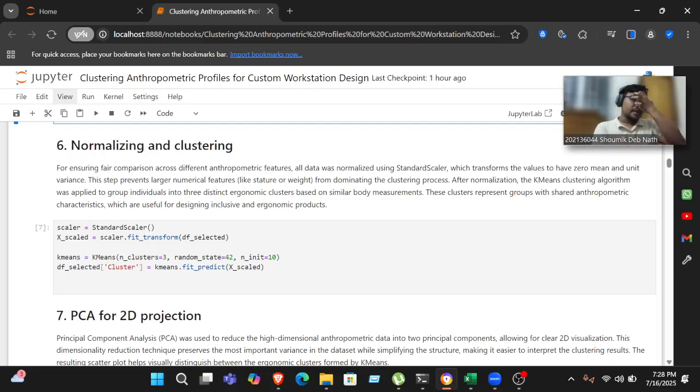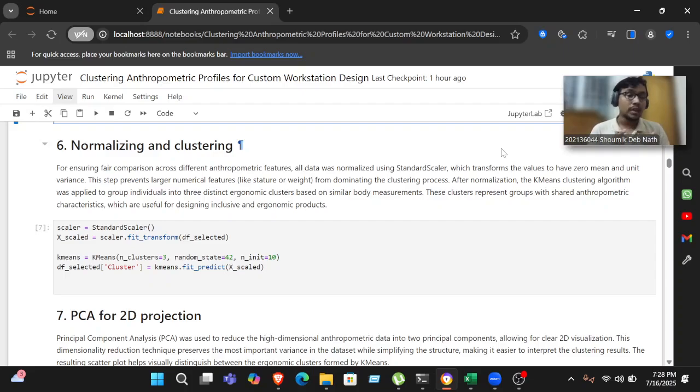So now I'm going to normalize all the values in my data set for clustering purpose. As you can see, I have used the standard scaler. And why have I used standard scaler? Because I want to normalize all the data that I'm using for the purpose of this project. It transforms the values to have zero mean and unit variance, of course. This step prevents larger numerical features, stature and weight, which I have in my data set, from dominating the clustering process.